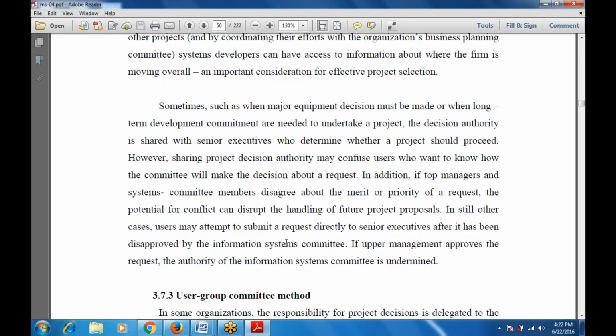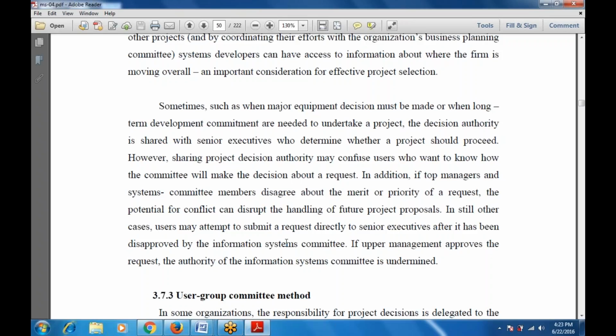On the other hand, if the top managers and the system committee members disagree with the merit or the priority of a request, then there is a conflict that disrupts the handling of the future project proposal. For example, system analysts agree with the information, but the project managers or the top managers and the system committee members, for example, 5 out of 10 members, do not agree with the merit or the priority of a request, then the potential for conflict disturbs the handling of the future project proposal.